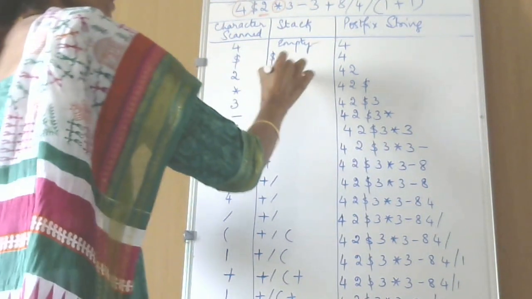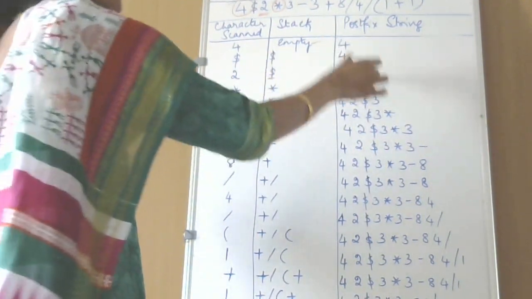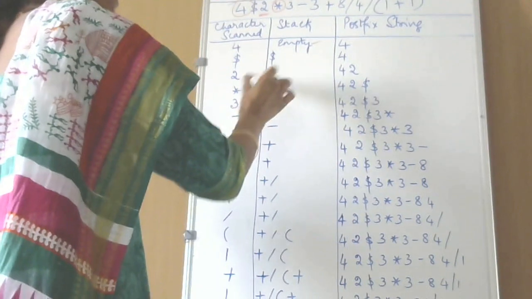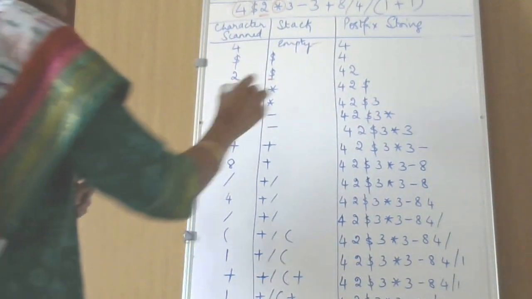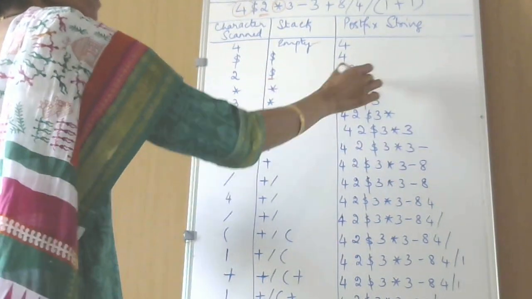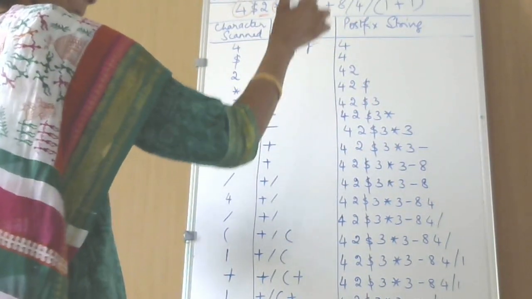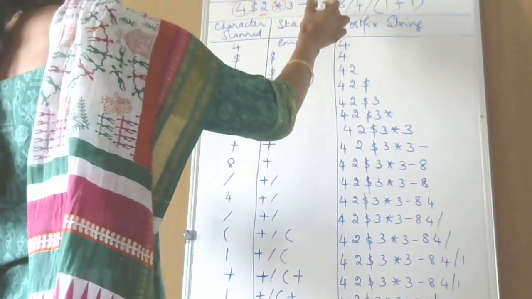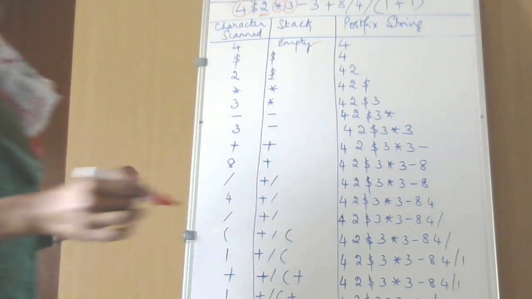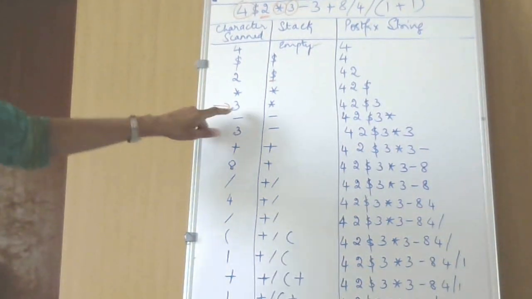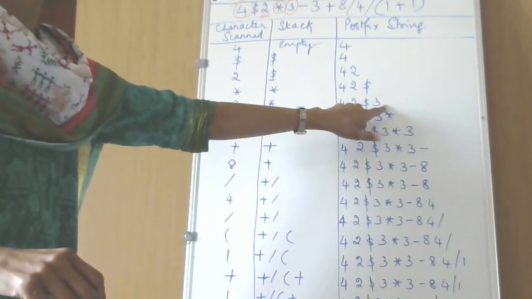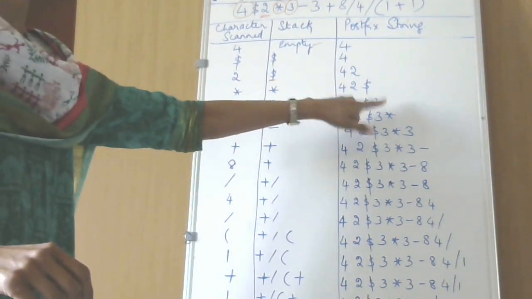So I'll pop this out, currently my stack contains dollar, it will become 4 $ 2. The stack becomes empty, I'll push this star into the stack, right? So my stack right now contains star, and the postfix string is 4 $ 2 and $. Then the next character I have to bring in is 3. 3 is a digit, so it simply gets added on to the postfix string: 4 $ 2 3.